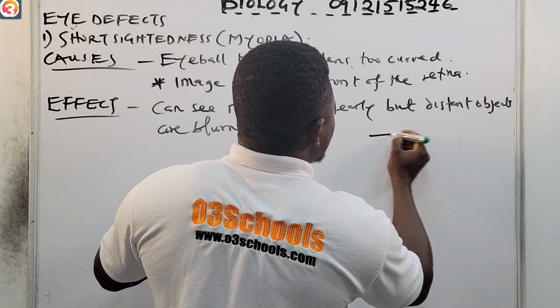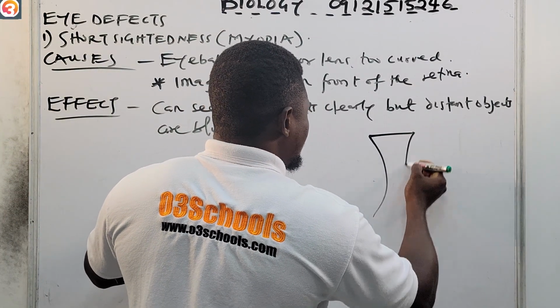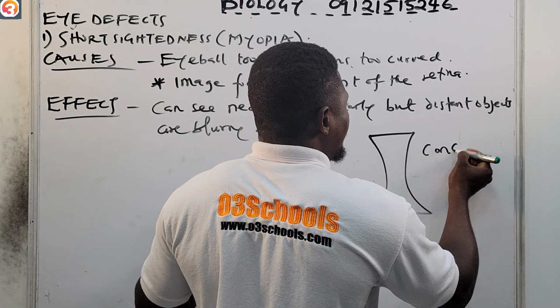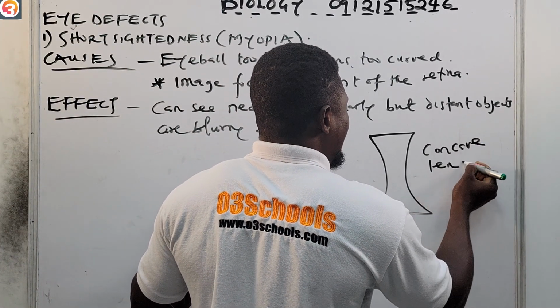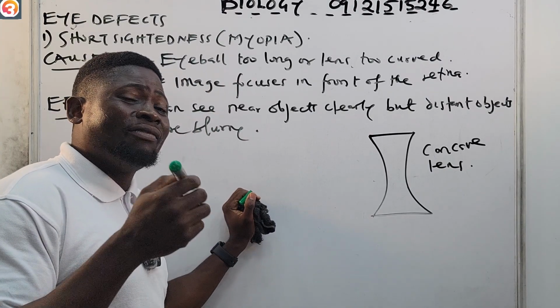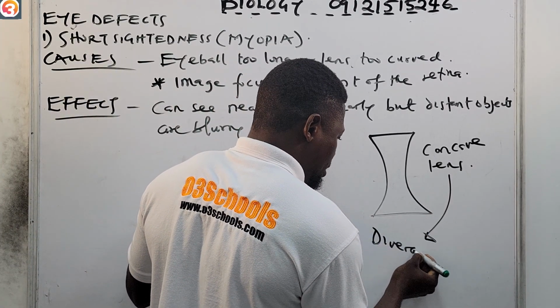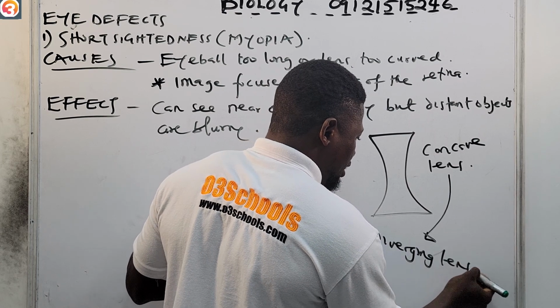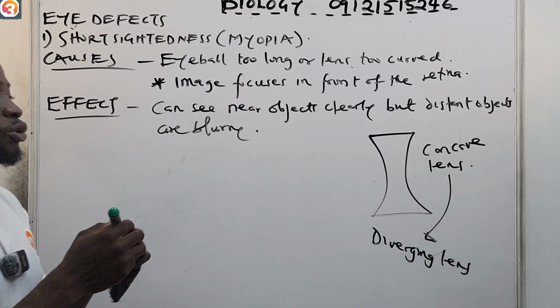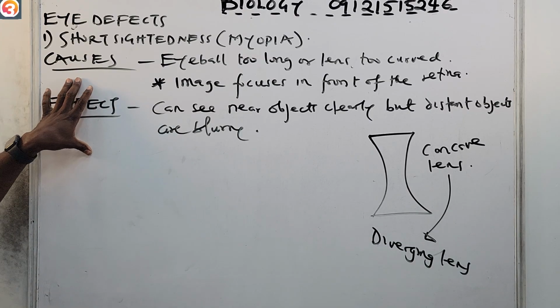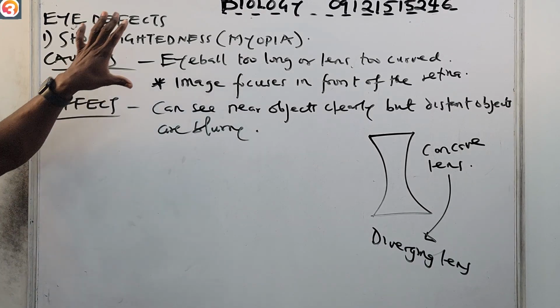This is how a concave lens looks, something like this. You can correct short-sightedness using a concave lens. If you don't see concave lens in the options, you can also see diverging lens. Concave lenses are also known as diverging lenses. This is what you use to correct short-sightedness, called myopia.